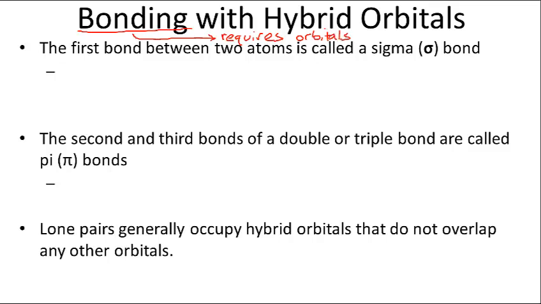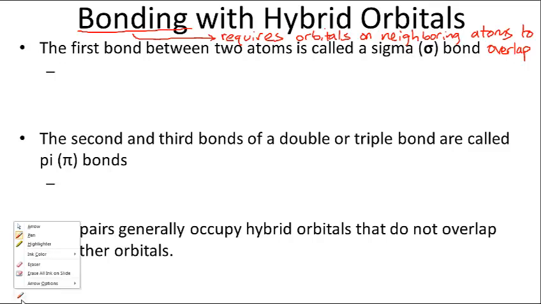So that's the first thing to remember: bonding really requires orbitals on neighboring atoms to overlap. And they can overlap in two different ways. The first kind of bond is called a sigma bond. Anytime you have a bond between two atoms, the first bond is a sigma bond. So any single bond is just a sigma bond. A double bond would be a sigma bond plus another kind, which is a pi bond.